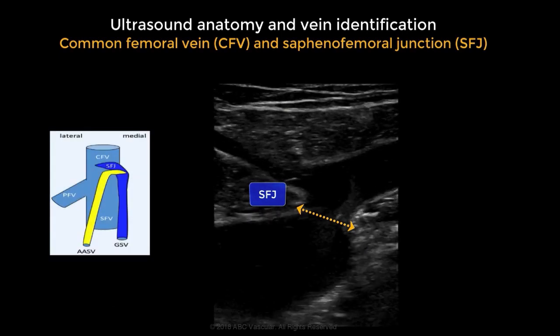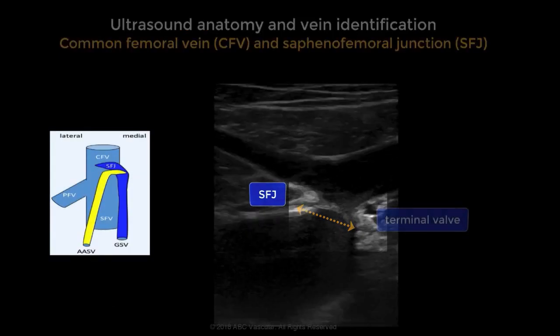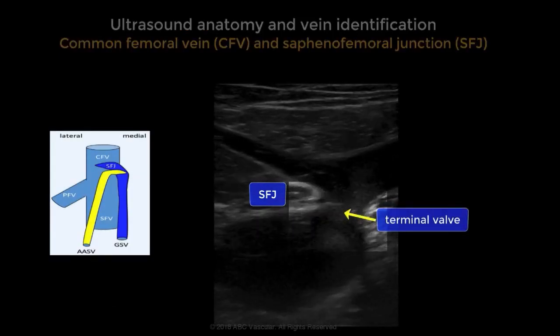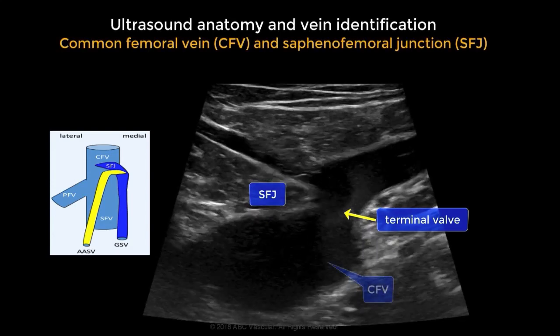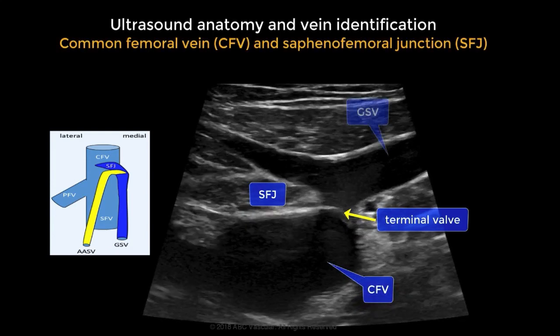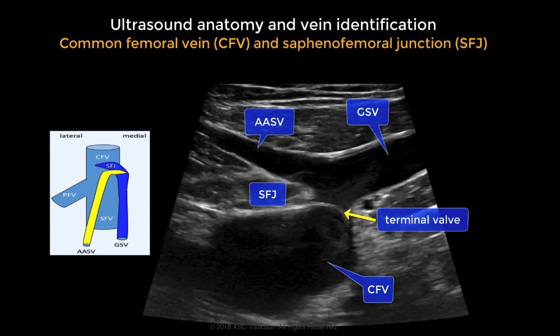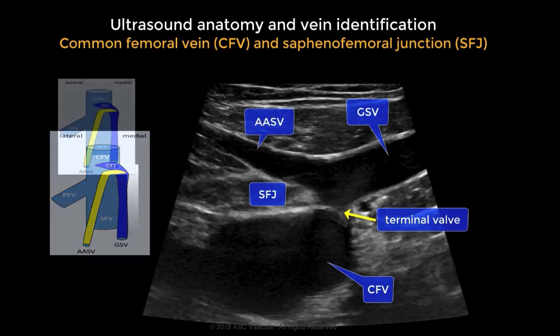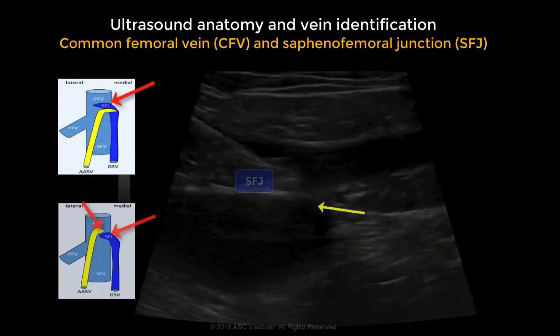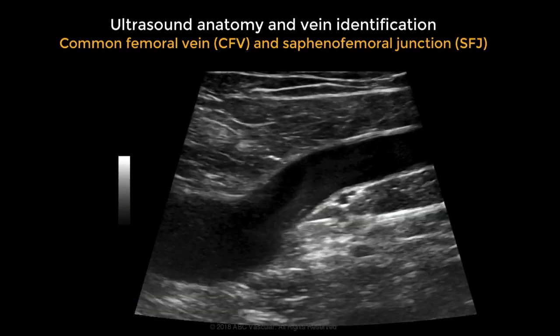Looking carefully at the saphenofemoral junction, we can see here the terminal valve, which is typically located at this level, and then we have the origin of the great saphenous vein and the anterior accessory saphenous vein. These two veins can share a common origin, or they can have a separate one.